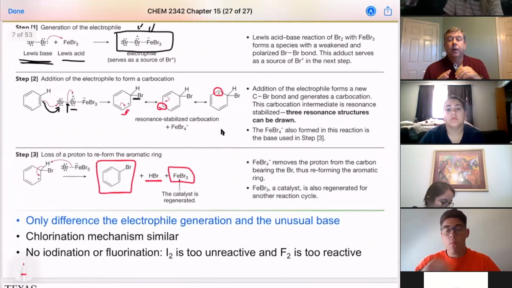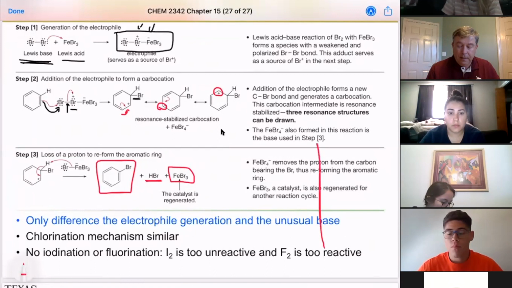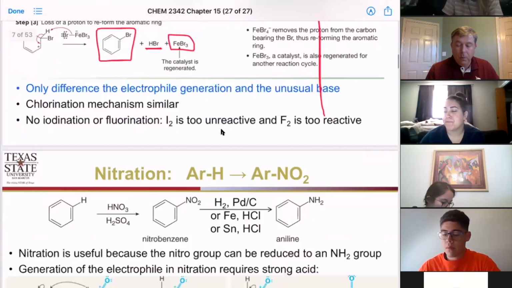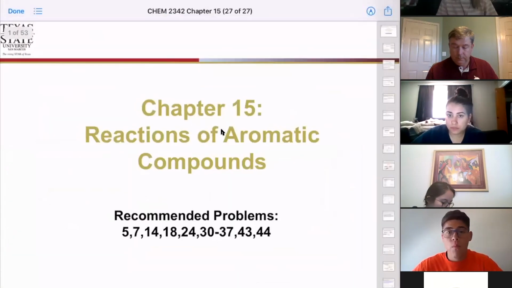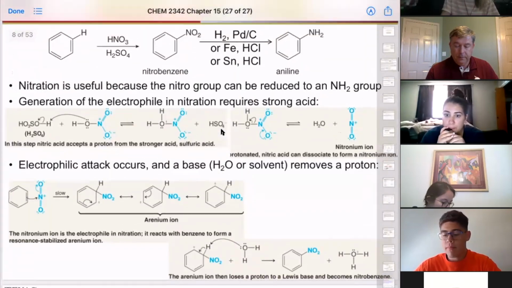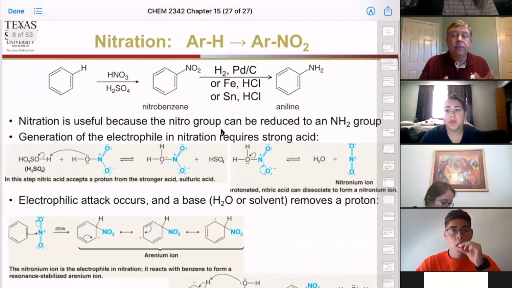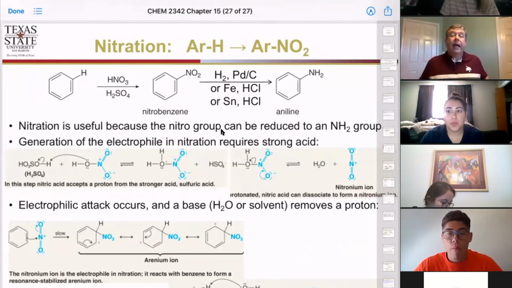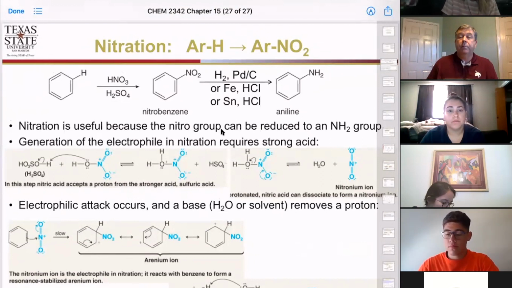Okay. So the next reaction I want to talk about is nitration. Now in nitration, what we're going to do is convert... There it is, nitration. So we're going to take that hydrogen off of that benzene ring and add a nitro group. This is a really good way to get to aniline, which is the amino group on benzene.